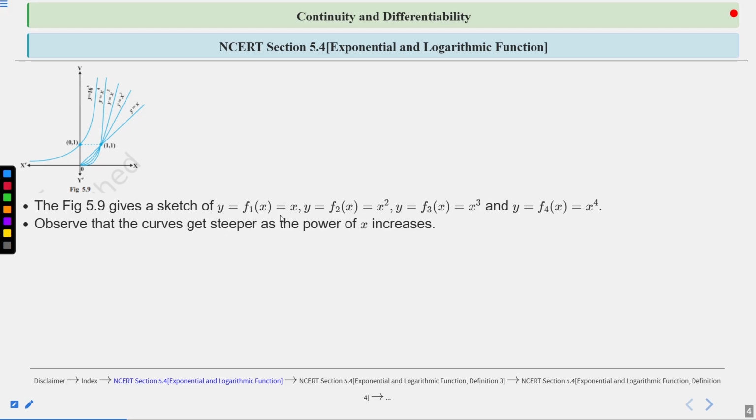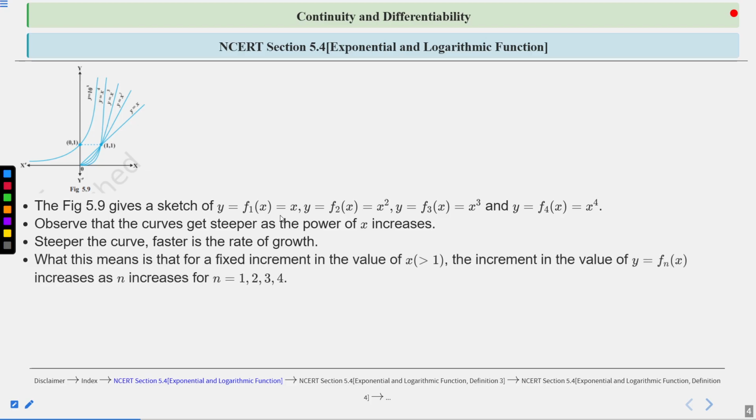Observe that the curves get steeper as the power of x increases. Now, the steeper the curve, the faster is the rate of growth. What this means is that for a fixed increment in the value of x, which is greater than 1, the increment in the value of y, which is equal to fn(x), increases as x increases for n equal to 1, 2, 3, 4.